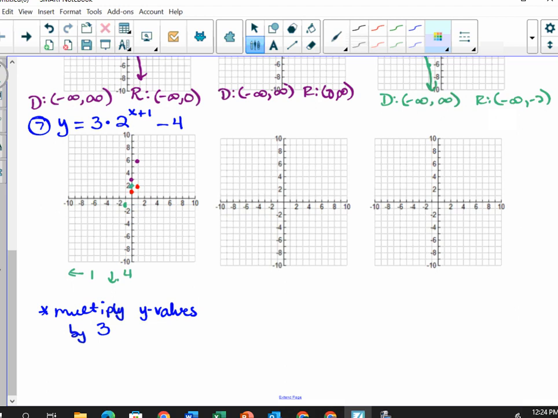And where is your horizontal asymptote now? Good. Why is it negative 4? Whatever your vertical shift is, because your asymptote was at 0, so it also gets shifted down 4. Okay? I kind of missed my dots, but I think you get the idea of where my graph is going there.